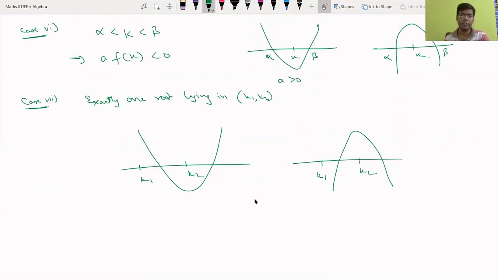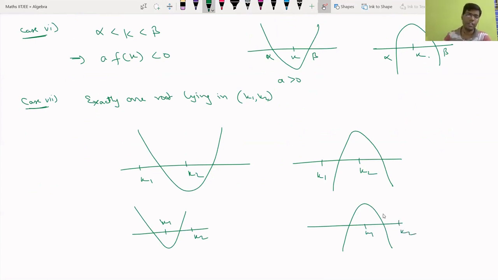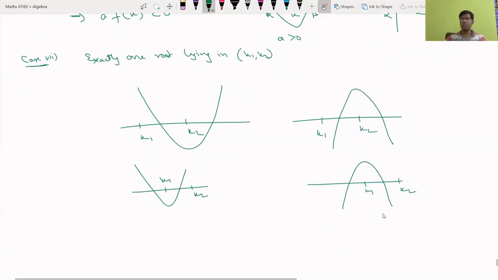Okay, so we have exactly one root. It could also be like this. Here is my K1 and here is my K2, or otherwise here is my K1, here is my K2. So these are the different conditions which are possible. So in all these cases, we see that when f of K1 is positive, f of K2 is negative. And when f of K1 here is negative, f of K2 is positive. Here f of K1 is negative, f of K2 is positive.